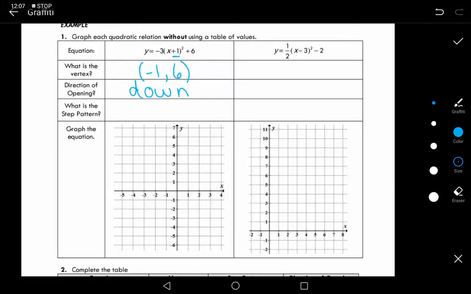To determine the step pattern, remember, you're taking that original, which is 1, 3, 5, etc., and multiplying it by your A value. So in this case, we're multiplying by that -3. So we have 1 times -3, 3 times -3, 5 times -3. Okay, and we would fully simplify that. So 1 times -3 is -3, 3 times -3 is -9, 5 times -3 is -15.